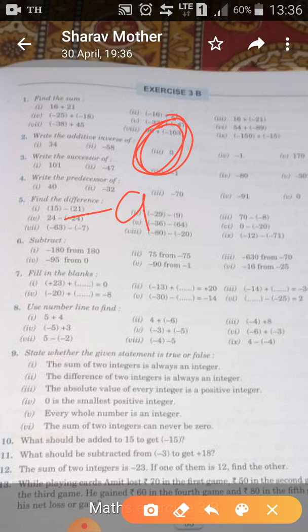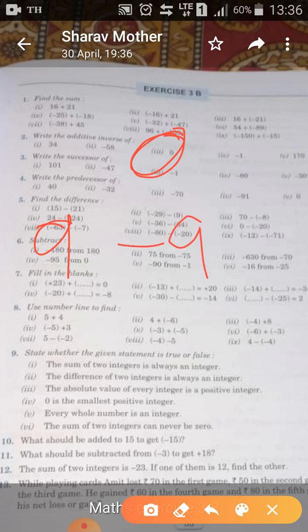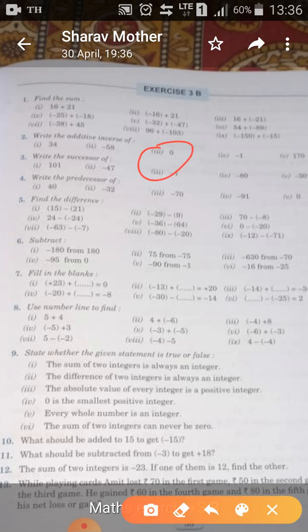0. Yes, like here you have a 9. What do you need to add to 9 to get a 0? You need a minus 9. Yes or no? Yes, and the additive inverse of 9 is minus 9 only. Understood? Yes, so this is the definition. You guys are straight away writing 9, the additive inverse is minus 9. That's it, nothing else.